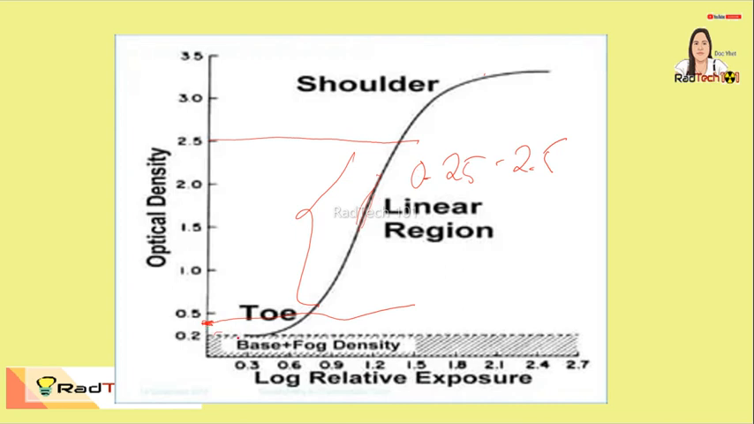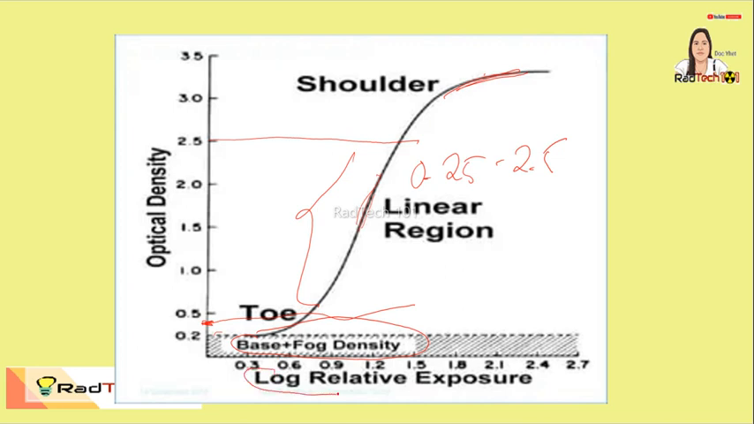Below 0.25, tinatawag natin yan na base plus fog density, which I will discuss naman in the succeeding slides in a while. So, this portion here, sa toe portion, so almost clear siya. While sa shoulder portion naman, so very dark na, increased density.